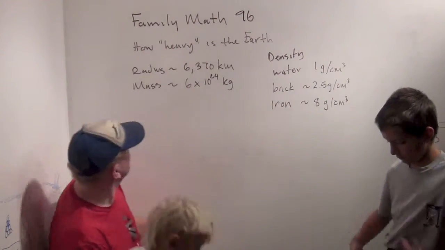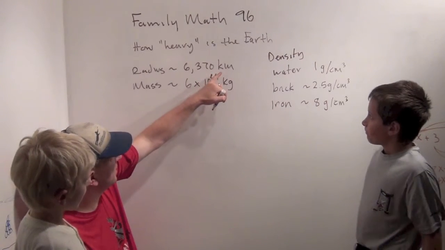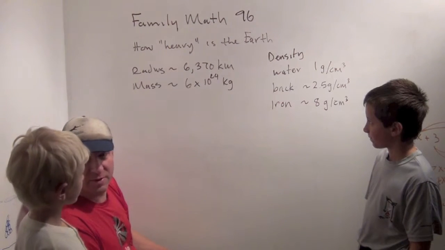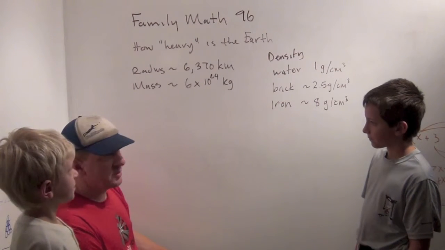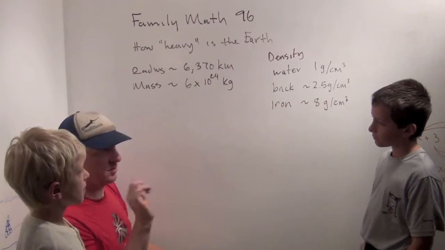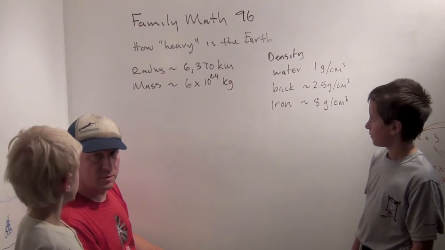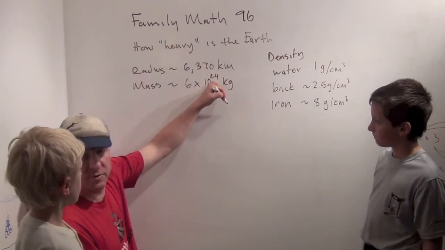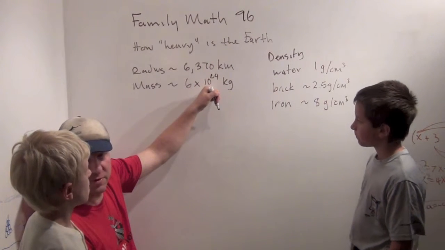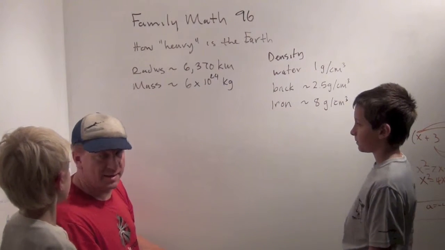So I looked on Wikipedia, and I found out that the radius of the Earth is about 6,370 kilometers. And I found that the mass of the Earth is about 6 times 10 to the 24th. Do you know what that means, by the way? Times 10 to the 24th? It's a 1 with 24 zeros. So this number is a 6 followed by 24 zeros. That's a big number. That's called scientific notation. Do you like science? Yay, I do.